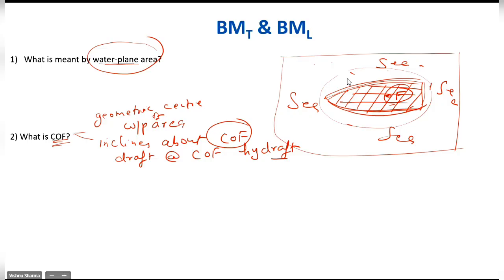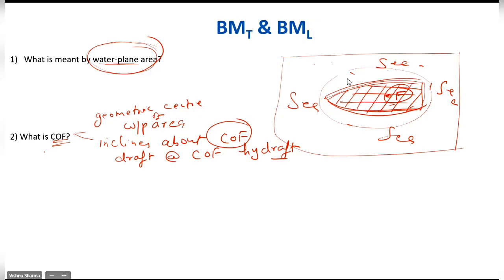Sir, sorry, due to internet, sir, I missed that session, just the last few minutes. Can we start from this water plane? Yes. Do you know what water plane area means? It's the area, the water plane area which is submerged in the water.